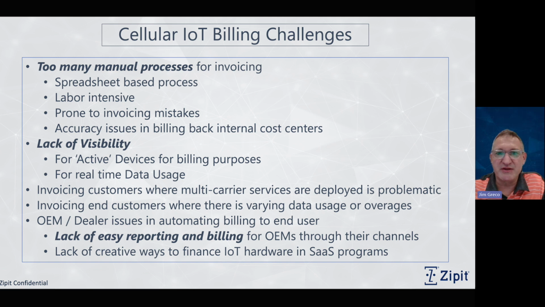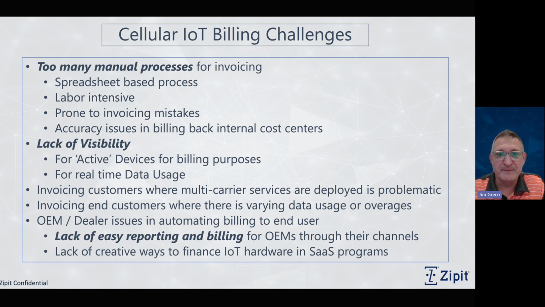Here are some of the challenges that our customers tell us around cellular IoT billing. One, there are way too many manual processes for invoicing. It's typically spreadsheet based, it's labor intensive, it's prone to invoicing mistakes, and certainly accuracy issues impact the ability to bill back internal cost centers. There's an entire lack of visibility, not just for reporting purposes, but for understanding which devices are active, which devices are inactive, for real-time data usage, and for overages.